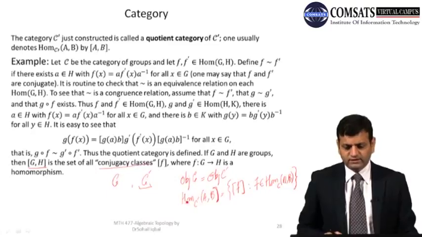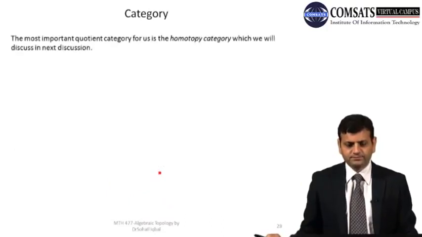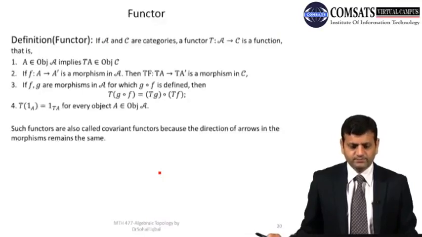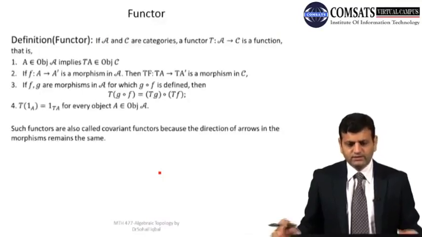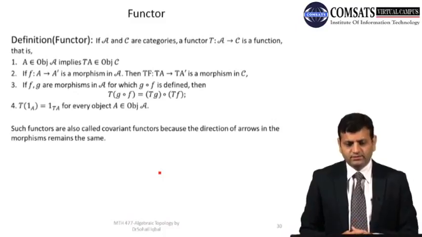So after restricting these morphisms, this is our new category C prime, and this is the quotient category of C. The most important quotient category for us is the homotopy category, which we will discuss in our next discussions. So let's come to our next important concept of the lecture.